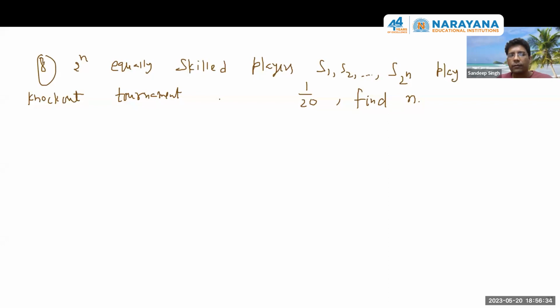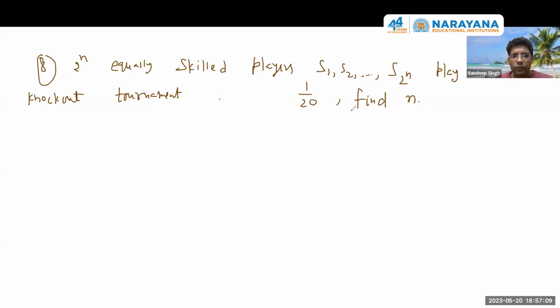16 players, that stage is known as pre-quarters. After 16, 8, quarter final. After 8, 4, semi-final. Then 2, final, and ultimately the winner. All are equally skilled. So 2 power 4, what is that? The answer is 4. Good.